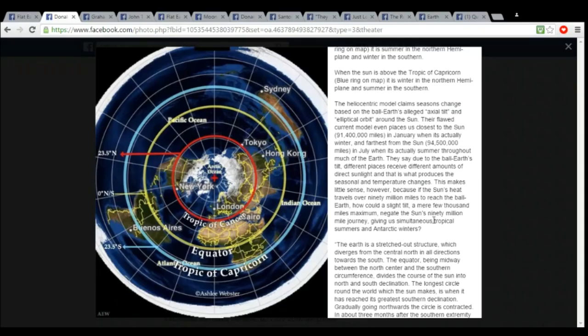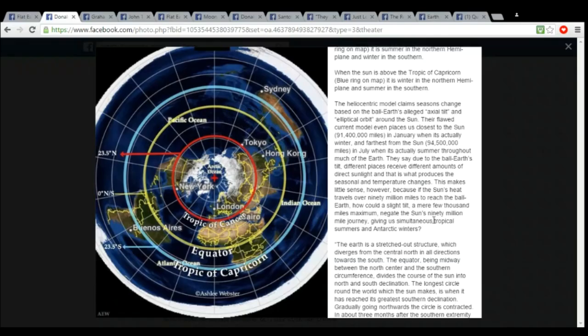Okay, here we go. The heliocentric model claims the seasons change based on the ball Earth's alleged axial tilt and the elliptical orbit around the sun. Their flawed current model even places us closest to the sun at 91,400,000 miles in January, when it's actual winter, and furthest from the sun, 94,500,000 miles, in July, when it's actually summer throughout much of the Earth.